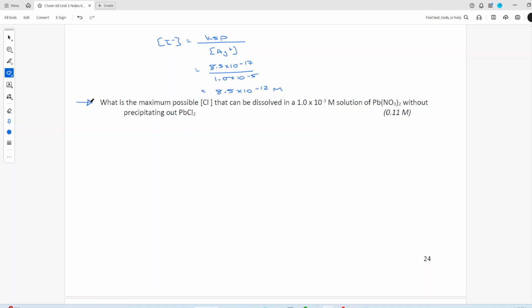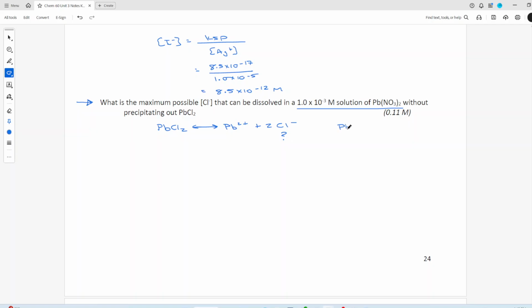Pause the video. What is the maximum possible chloride ion concentration that can be dissolved in a 1.0 times 10 to the negative 3 solution of lead nitrate without precipitating lead chloride? There's a twist. Lead chloride would form lead ions and 2 chloride ions.